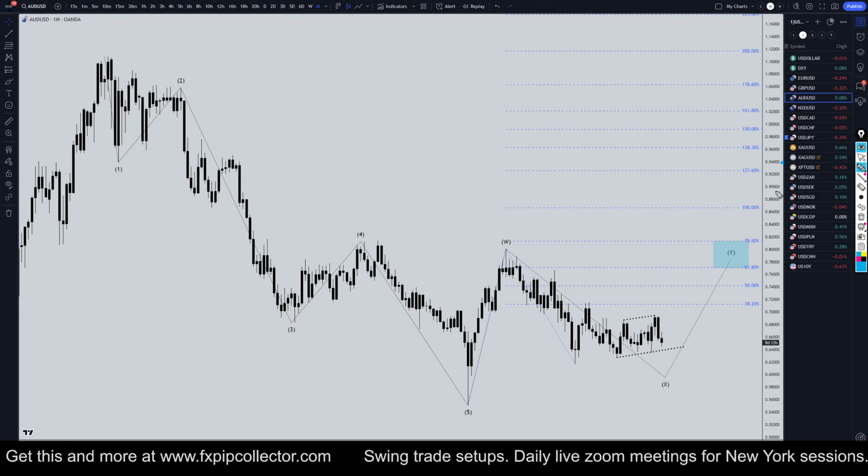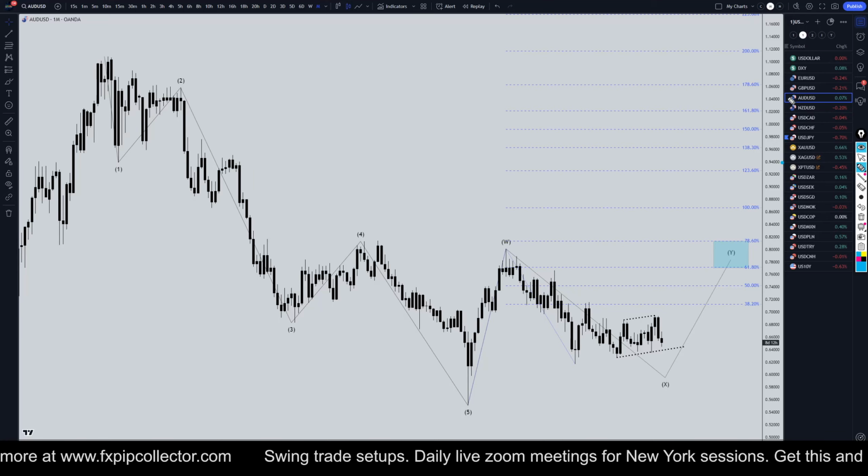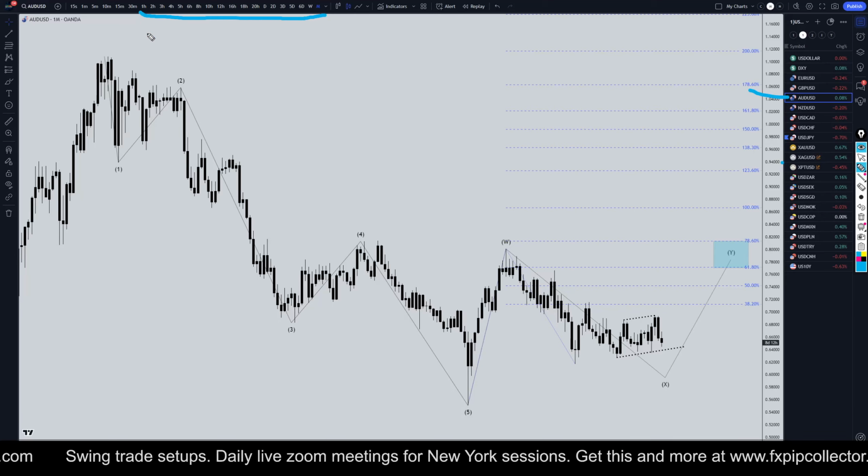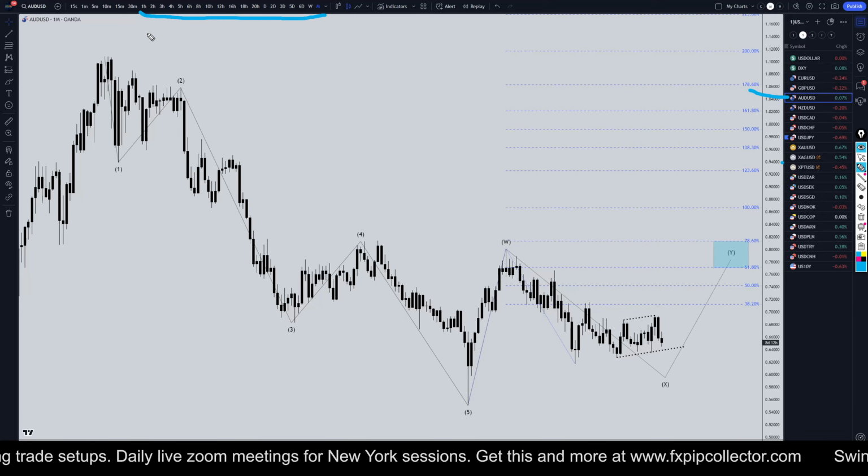Today is Thursday, November 21st, and I'm going to be analyzing the Aussie US dollar, starting on the monthly, working my way all the way down to the 1 hour time frame for the full top-down analysis.